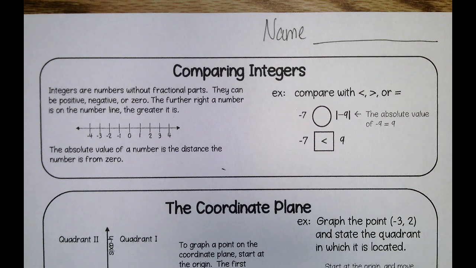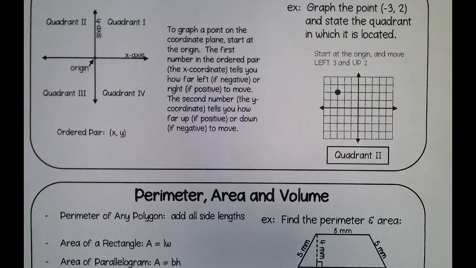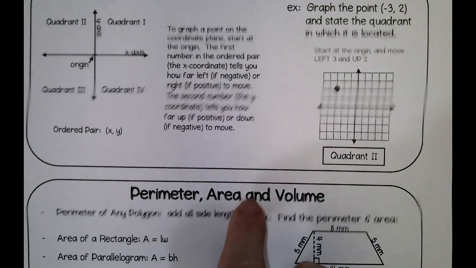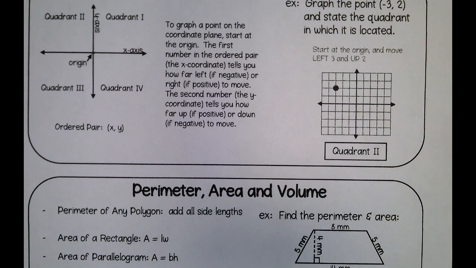Today we're going to review comparing integers and we're going to review the coordinate plane just one more time, although many of you have done very well with that because we're going to be doing a lot of graphing. We're also going to be looking at perimeter, area, and volume. That's going to be a little bit more challenging for some of you. That's fine. We're going to work through it together.